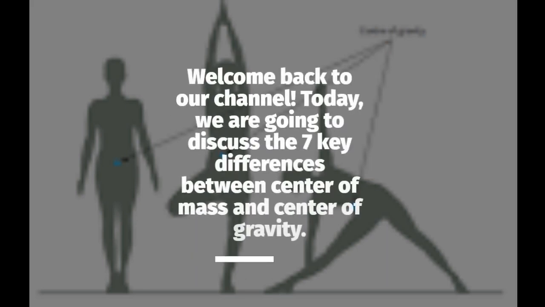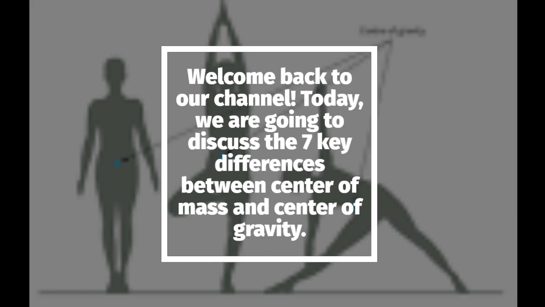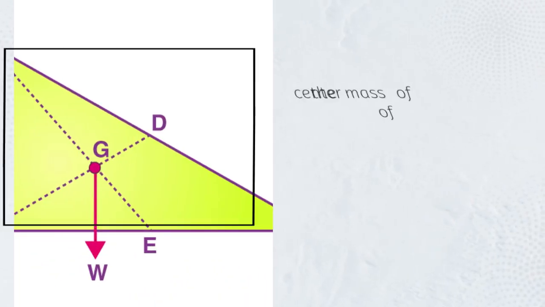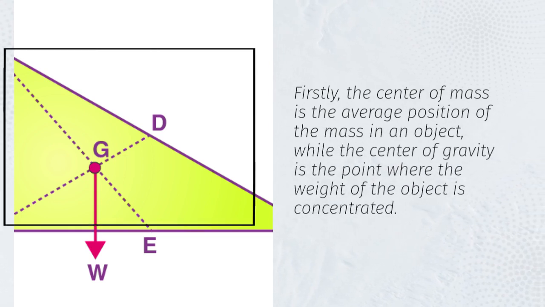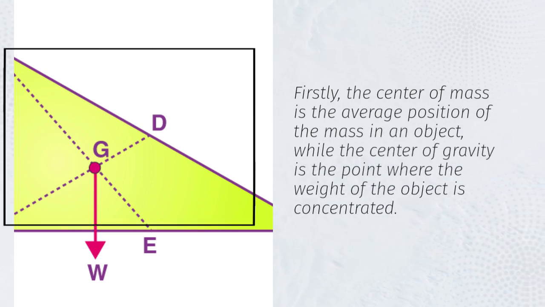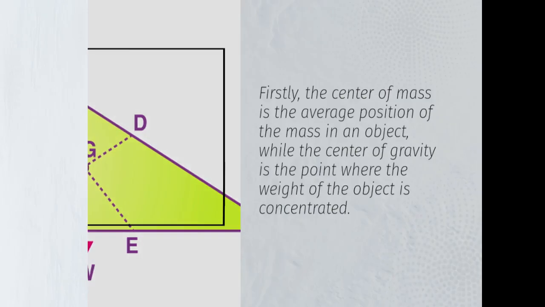Today, we are going to discuss the 7 key differences between center of mass and center of gravity. Firstly, the center of mass is the average position of the mass in an object, while the center of gravity is the point where the weight of the object is concentrated.